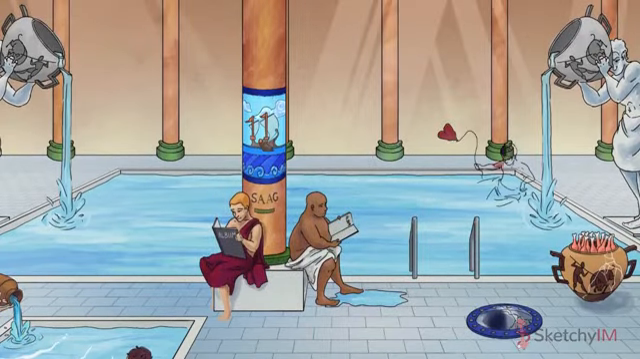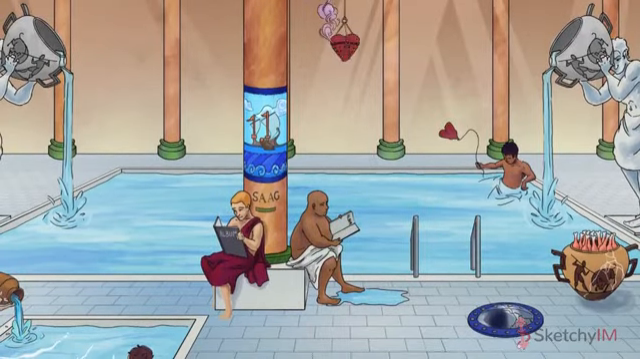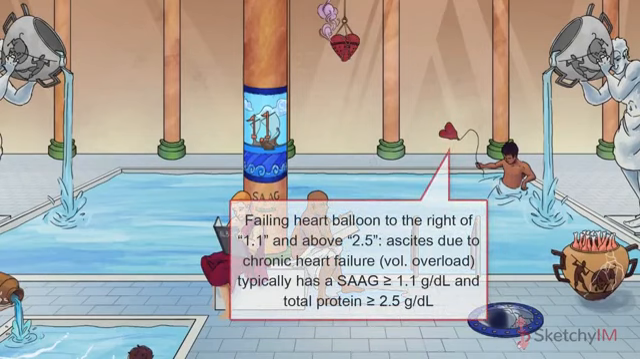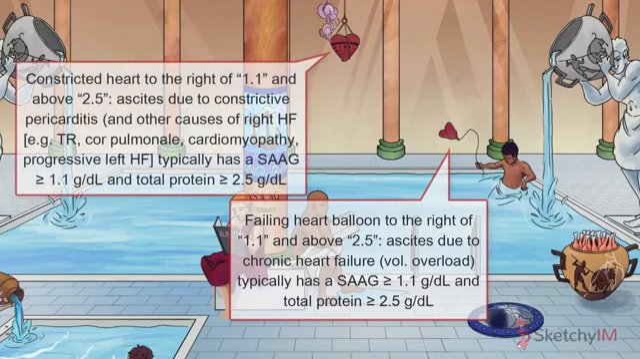Up in the bath, we've got ascites from cardiac etiologies. The floppy heart balloon represents chronic heart failure, while the heart tied to the ceiling depicts constrictive pericarditis. Because it's tied up and constricted. Ascites occurs in chronic heart failure due to activation of the renin-angiotensin-aldosterone system, leading to volume expansion and increased central venous pressure. Ascites occurs in constrictive pericarditis and other causes of right heart failure, including tricuspid regurg, cor pulmonale, cardiomyopathy, and progressive left heart failure, due to diastolic dysfunction of the right heart causing an obstruction to venous return and increased central venous pressure.